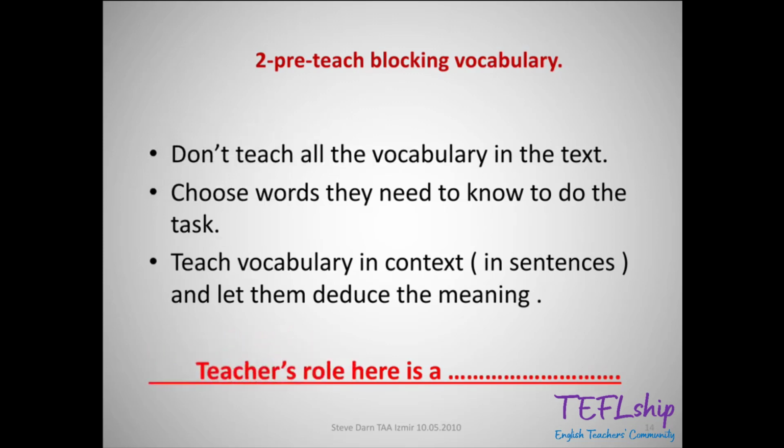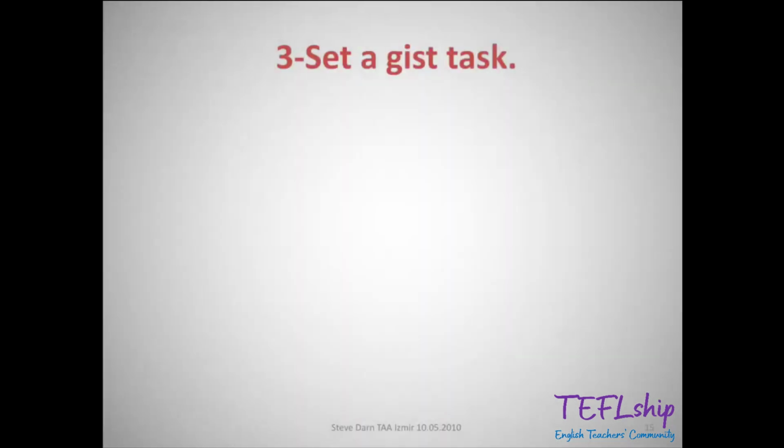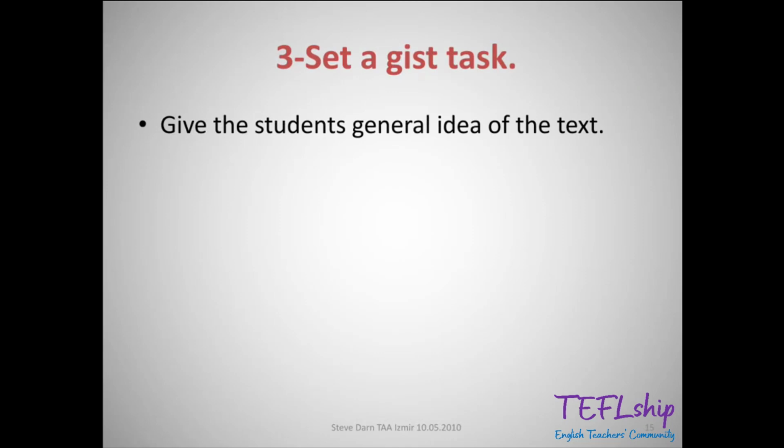So let's go through step number 3. You have to set a gist task. A gist task means giving the students a general idea of the text, by using this picture, as we said, and asking them a question about the topic they are going to read about, and eliciting from them information about the text they are about to read.